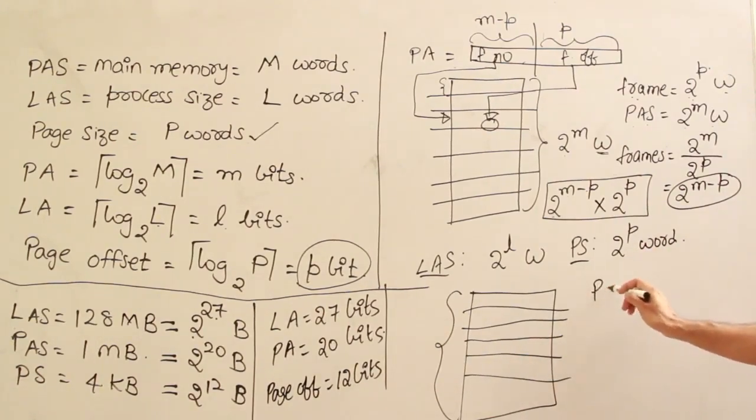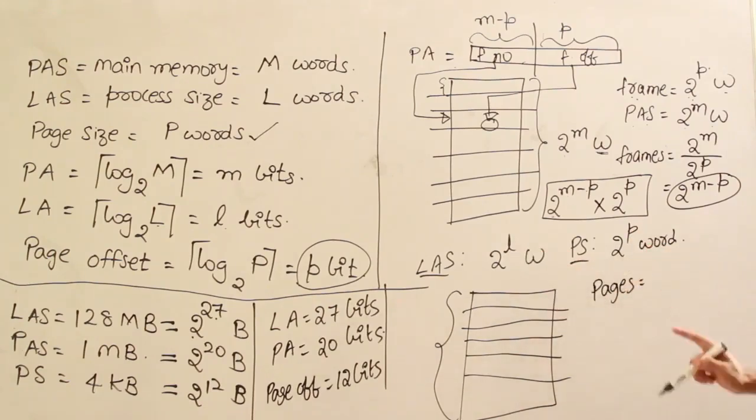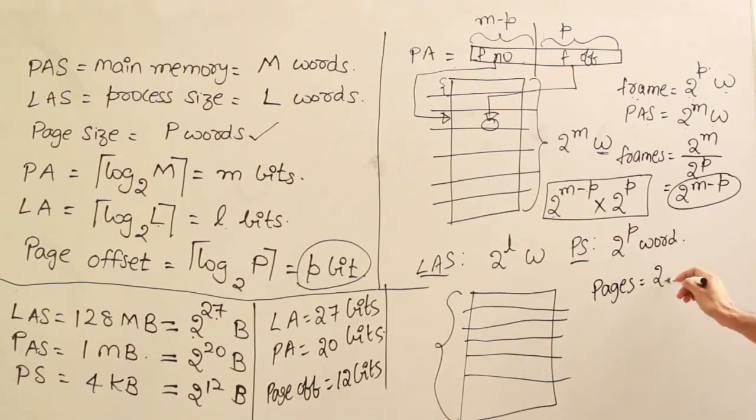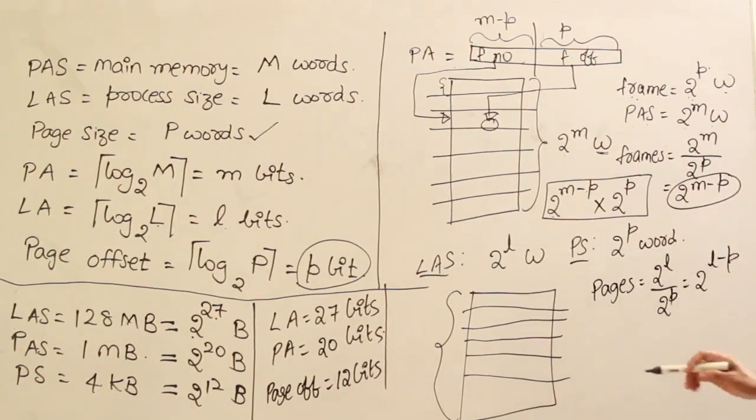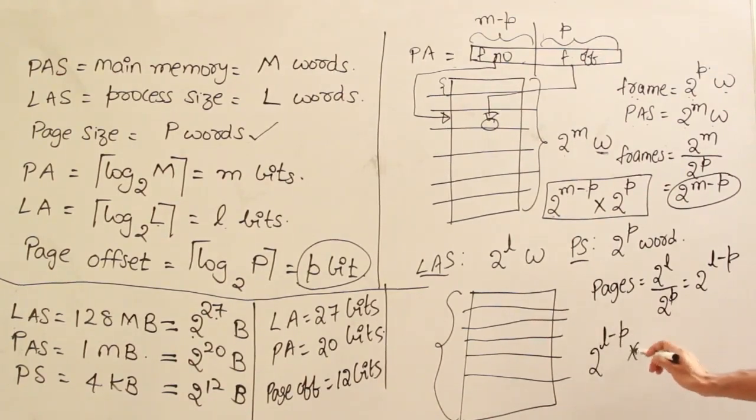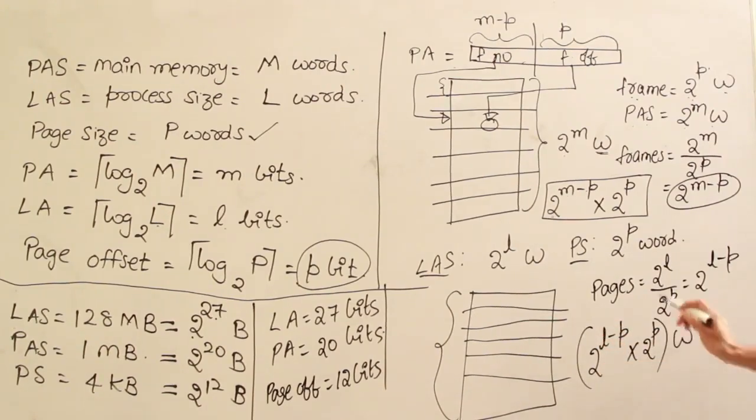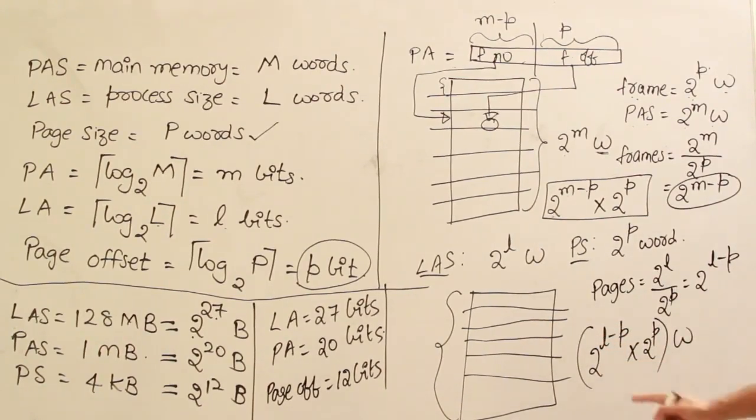Now, can you tell me how many pages are present? The number of pages will be the logical address space divided by the page size. Then how much is this? 2 power L divided by 2 power P, which is nothing but 2 power L minus P. Now you can write this entire address space as 2 power L minus P pages, such that each page size is 2 power P. Therefore, this is the total number of words possible. Are you understanding this one?